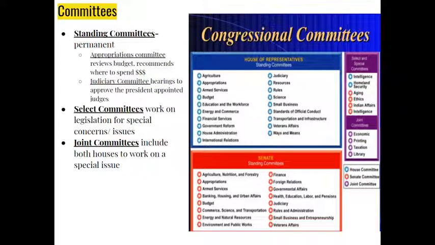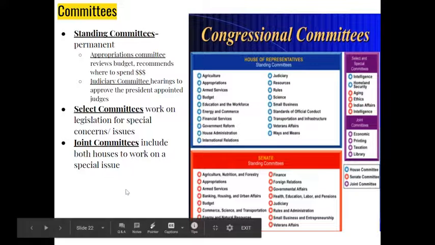Obamacare had a joint committee. Why? Because it was so massive, so important for America. You're going to have members of both the House and the Senate on that committee. So those are the type of committees you need to make sure you understand the difference.